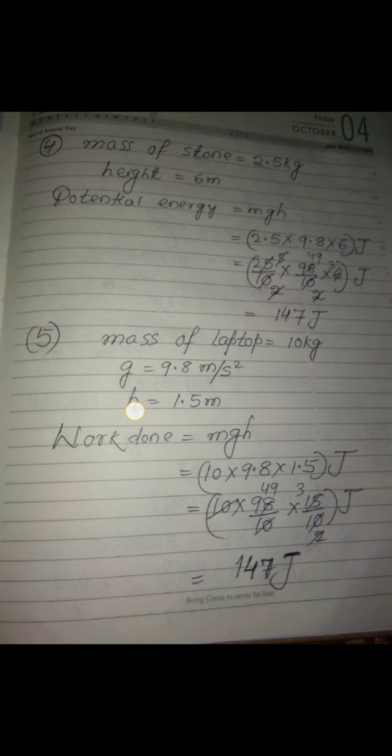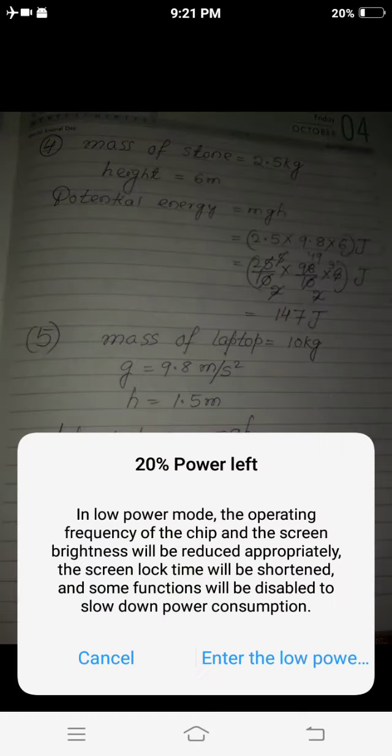Height is given as 1.5 meter, keeping on a shelf of 1.5 meter high. The height of the shelf is 1.5. So height is given 1.5. As I told you, the value of g is 9.8 meter per second square.